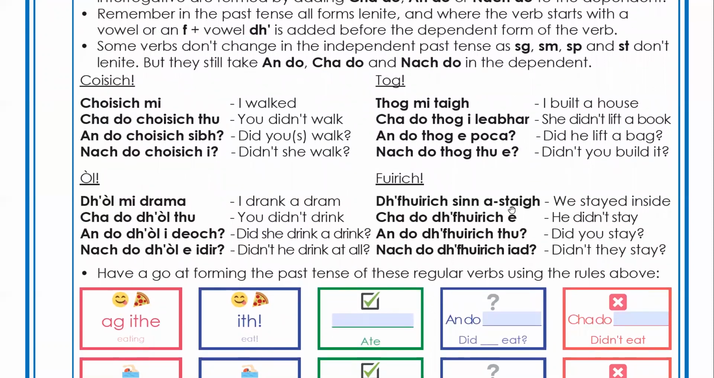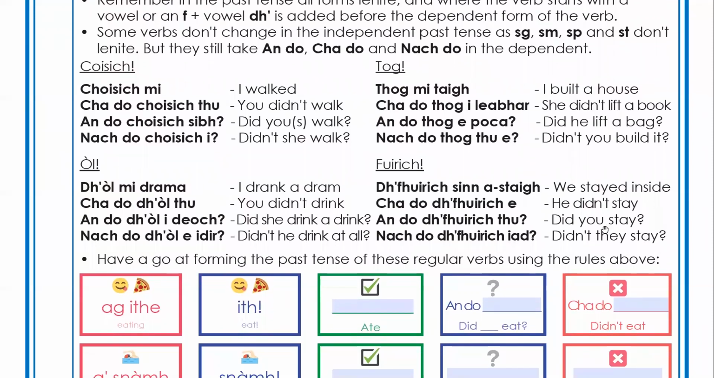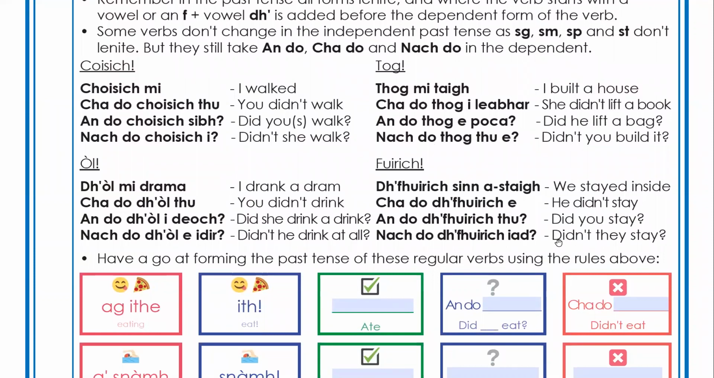Choisich sin stay. Something we're all having to do at the moment. We stayed inside. Chade choisich. He didn't stay. And the choisich u. Did you stay? Nach the choisich iat. Didn't they stay?